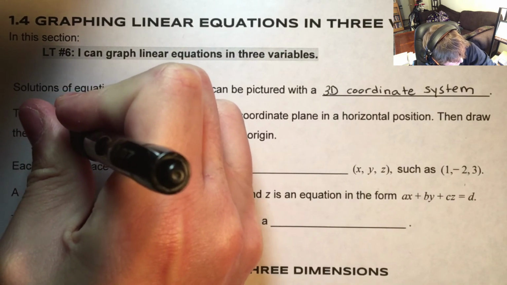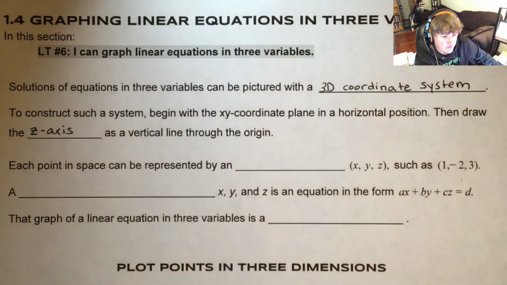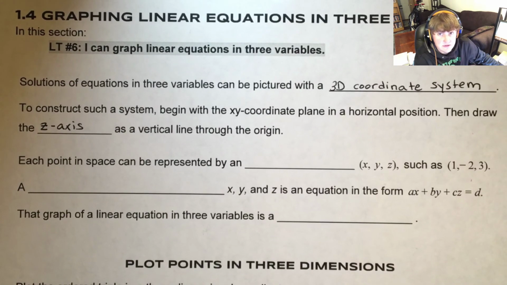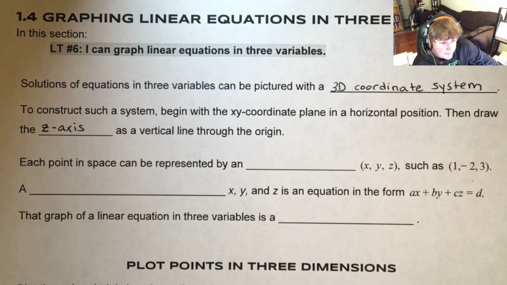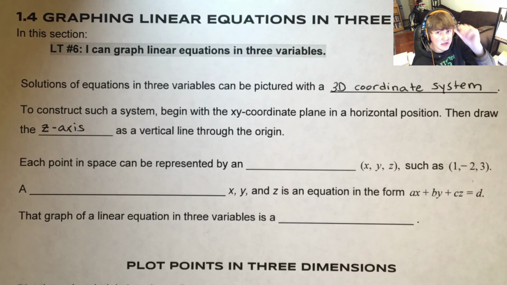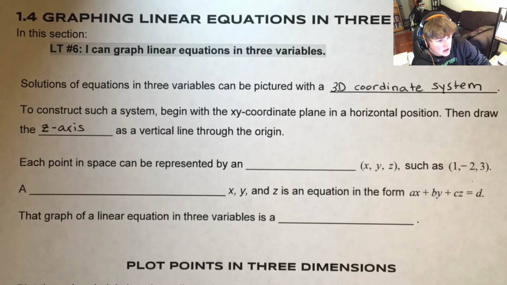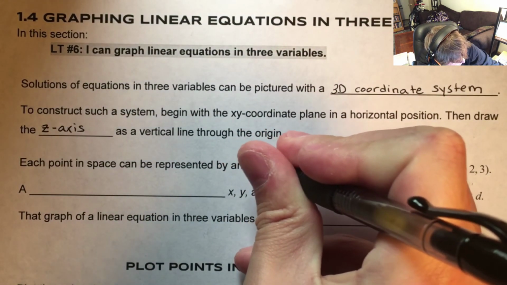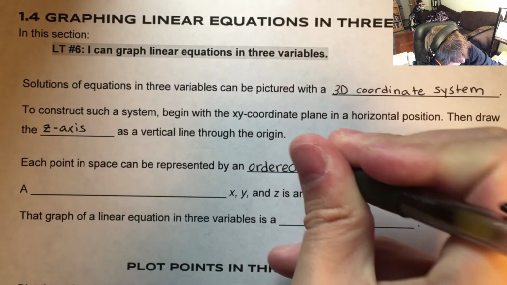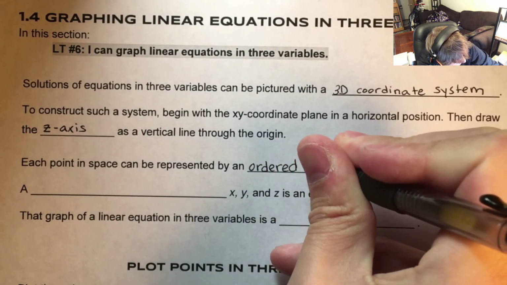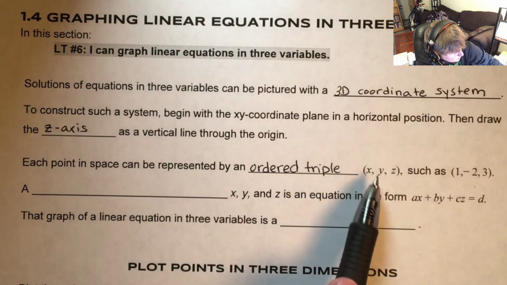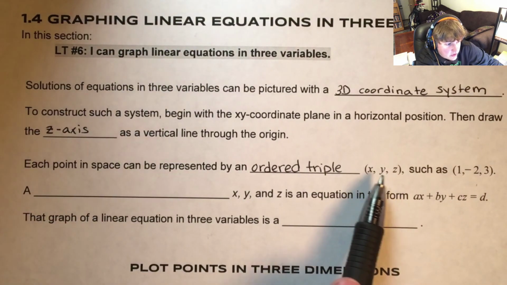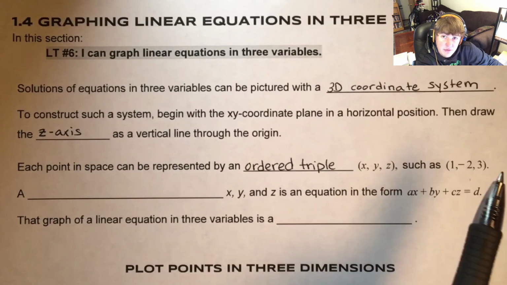Okay, so now there's a 3rd generic variable that we're going to introduce here, and that's the z variable. And each point in space, so I can pick any point in the space that I want in this system that I've created, and instead of an ordered pair, it's an ordered triple. Okay, and in the order X, Y, Z, which is alphabetical order, and those can really be any kind of number you'd like to see.